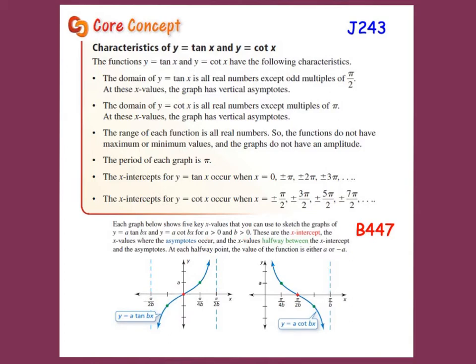These are the x-intercept of the graph, which is in tangent here and cotangent over here. The x values where the asymptotes occur, and here is one of the asymptotes and here is the other asymptote. And then halfway between the x-intercept and the asymptotes, and then halfway between the other x-intercept and the second asymptote. So at each halfway point, the value of the function is either a or negative a. As you can see, tangent is an increasing function and cotangent is a decreasing function.